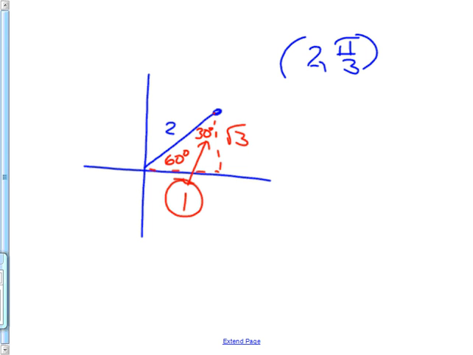Well, you already have the rectangular coordinates. And what are they? You got it. 1 comma root 3. Raise your hand if you had that one right. Okay, good. So that's finding rectangular coordinates from polar.